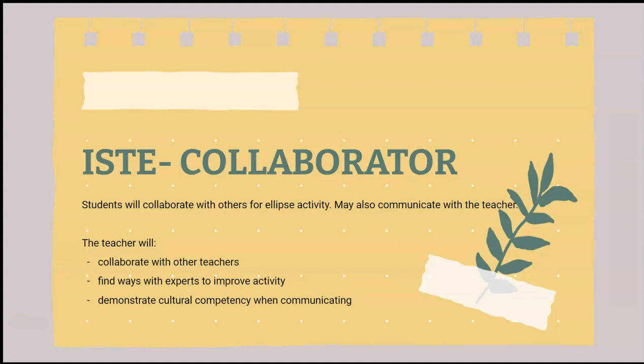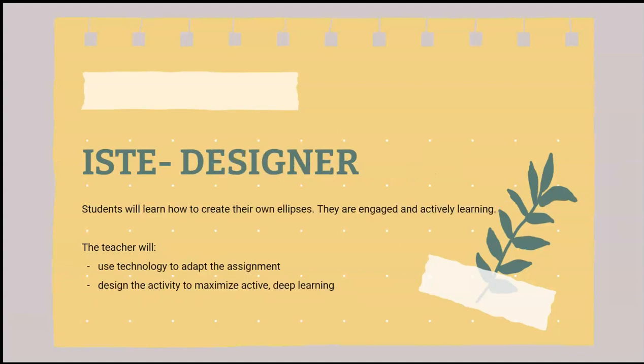In the rubric later on in the slideshow, that is one of the aspects that I graded, was how well they communicate with each other, because I want them to be able to learn how to communicate from me and be able to take that and communicate with each other. And so I will demonstrate that to them by collaborating with other teachers, talking with them, seeing how they teach it, how I teach it, and it's always being in constant communication by finding ways with experts to improve the activity. Maybe someone comes along and they say there's a better way to do this. I'm going to listen. And I will also want to demonstrate cultural competency when communicating.